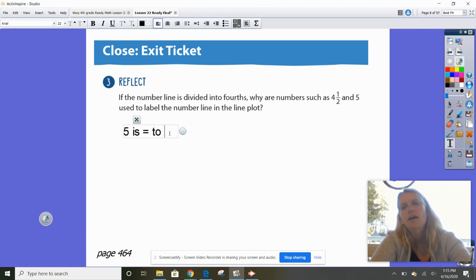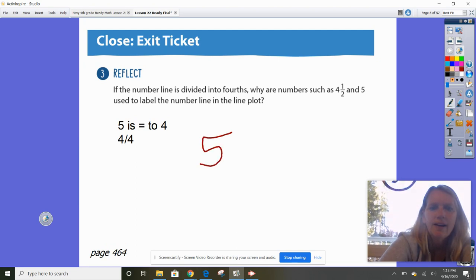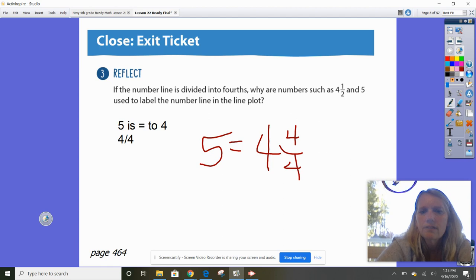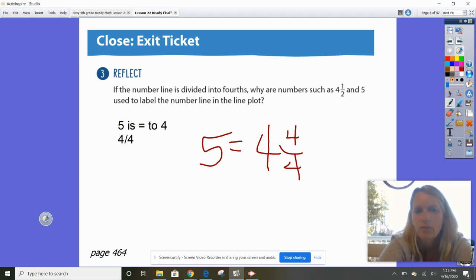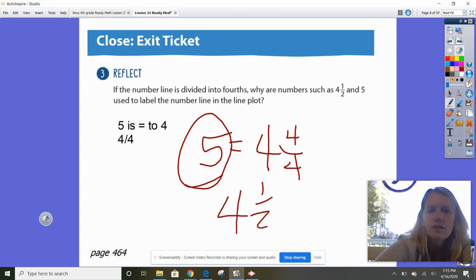5 would be the same as 20 fourths, or 4 and 4 fourths in this case, since it's doing each one. Very good fraction. I'm not liking that, so I'm going to switch to pen so you can see it. 5 equals 4 and 4 fourths. Okay, because 4 fourths makes 1. It's much easier to understand a 5. And then 4 and 1/2 would be the same as 4 and 2 fourths.